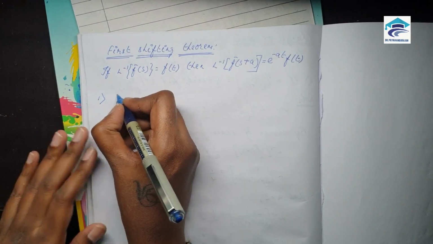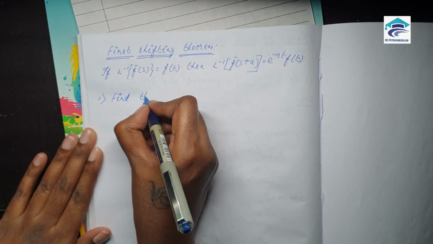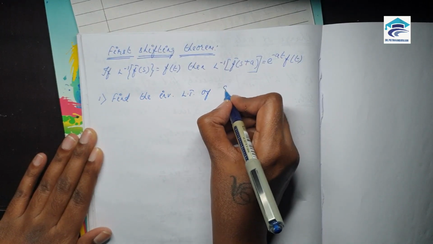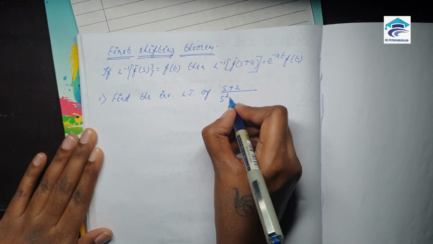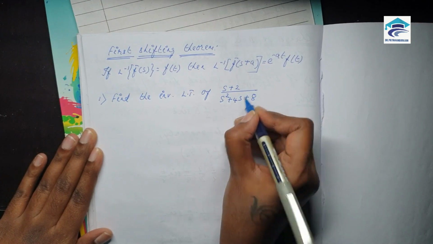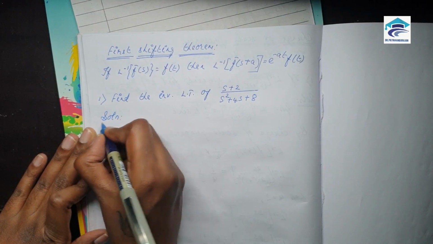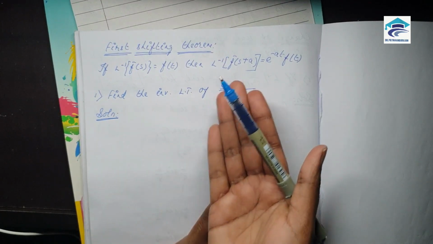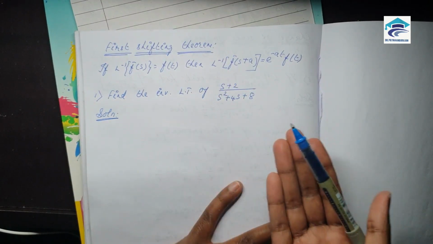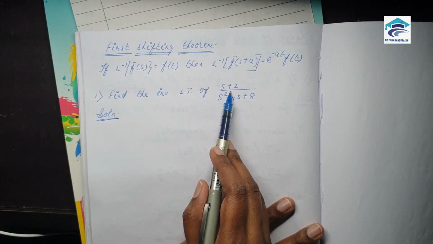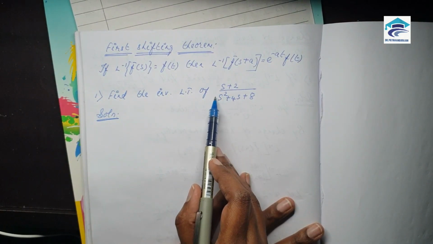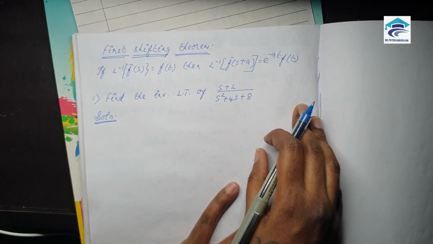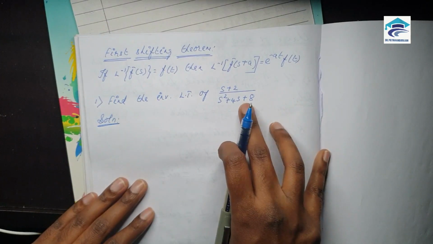Problem number 1. Find the inverse Laplace transform of s plus 2 by s squared plus 4s plus 8. So what is the concept of the shifting theorem? You are shifting s as s plus something, so s plus some constant. Look into the problem. Here s is shifted as s plus a, so similarly we need some s plus a the whole squared plus some constant squared in order to apply the inverse Laplace transform formula. So we are going to rearrange this accordingly.